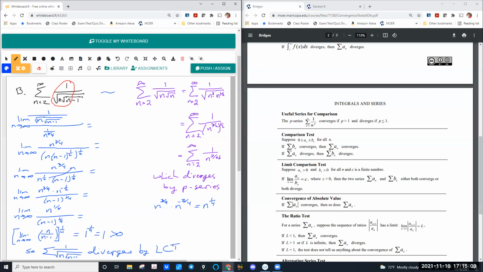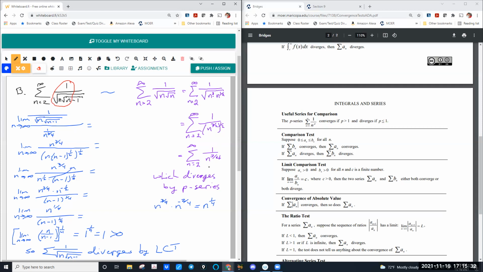Questions about this one? Again, I picked this one on purpose. It's not super trivial to see where to start, but there were a couple things I wanted you to see. Number one, I want you to see how I picked the test for comparison. I basically circle the lead terms of the top and the bottom, make that its own series, and then simplify so I know something about that series.